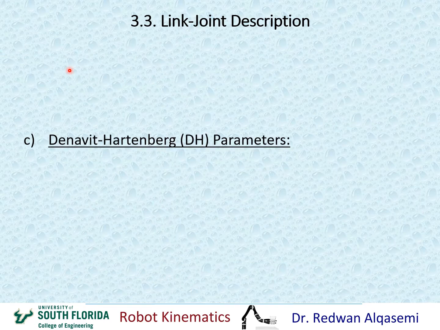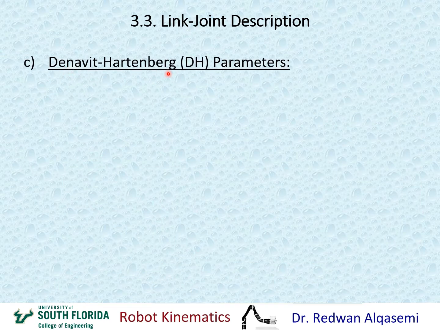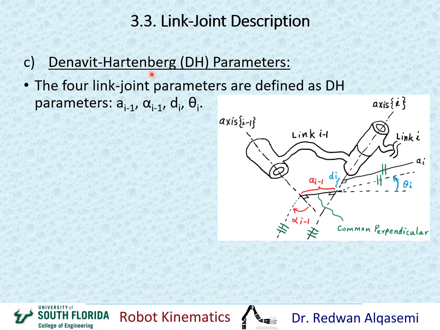I want to introduce here Denavit-Hartenberg parameters, or we call them DH parameters for short. These are the parameters that we just introduced for joint and link pairs. The DH parameters are basically the 4 parameters that we defined for the link-joint pairs, and these are a_{i-1}, alpha_{i-1}, d_i, and theta_i.